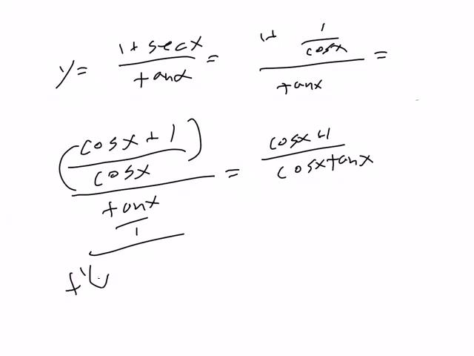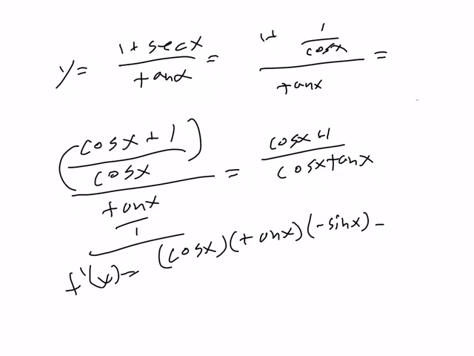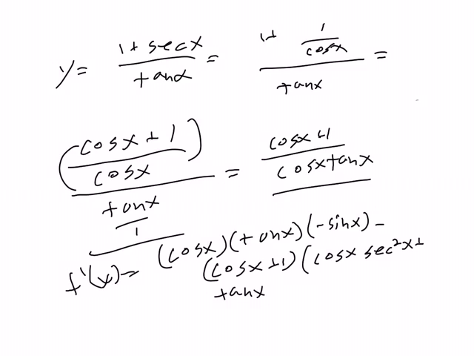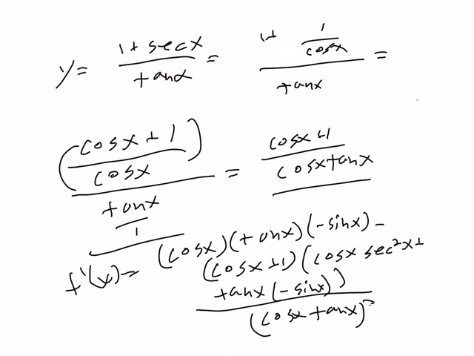Taking the derivative now of that, we get that this is equal to cosine x times tangent x times negative sine x, minus cosine x plus 1 times the derivative of this, which is cosine x secant squared x plus tan x times negative sine x, all over cosine x tan x squared.